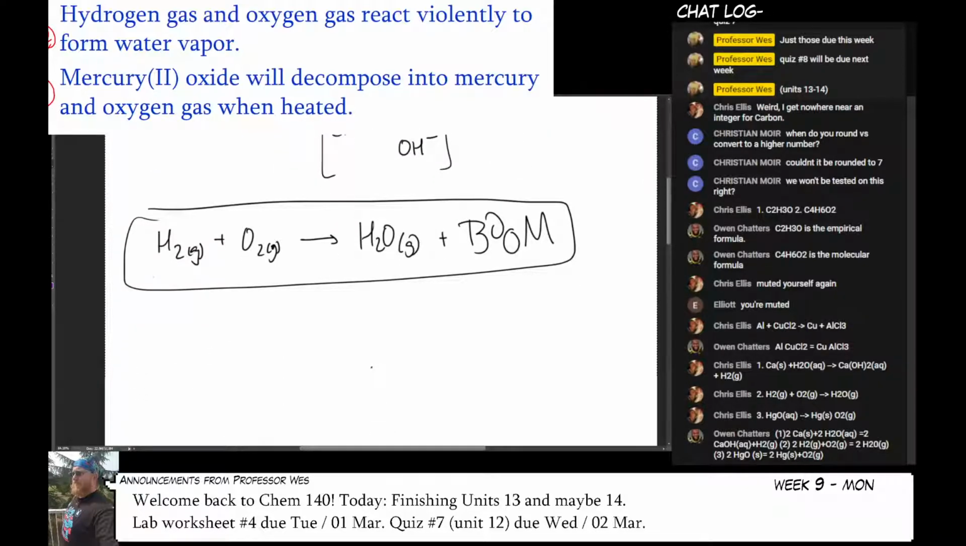And then this last reaction, mercury(II) oxide, which should be that, decomposes into mercury, which is a liquid, and oxygen gas. My parenthesis got eaten there because my text is bad. There we go.